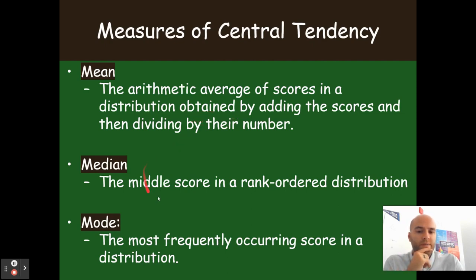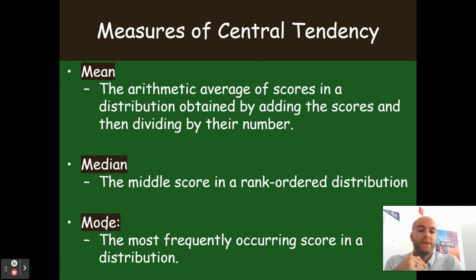We also have the median, the middle score in a rank ordered distribution, right? So if we have 15 numbers, the middle score, whichever score falls directly in the middle, is our middle number. If we have 20 numbers, the 10th number is our middle number. That's the median. Our mode is the most frequently occurring score in a distribution.